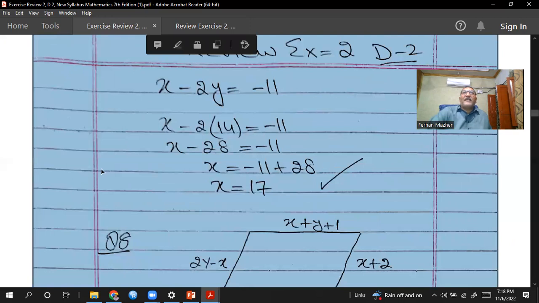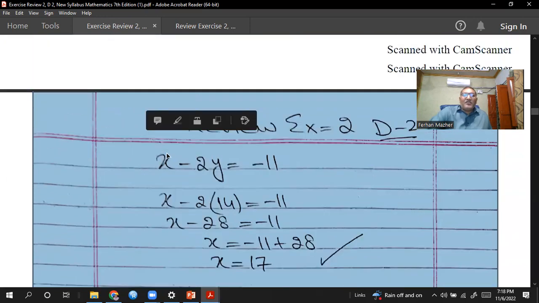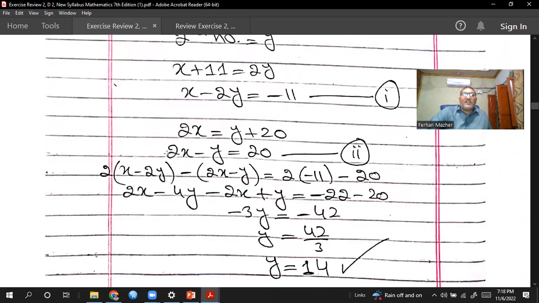So x minus 2y is equal to minus 11. So x minus 2 into 14 equals minus 11. I have substituted the value of y. x minus 28 equals minus 11. So x is equal to minus 11 plus 28. So x will be equal to 17. So this is how this question is done.